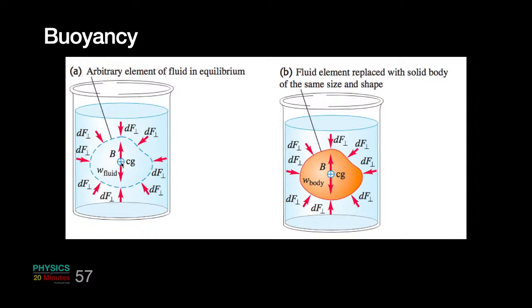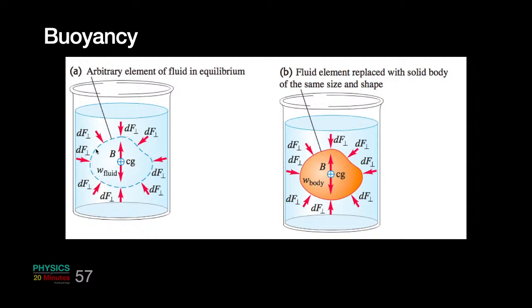mg, the weight of the fluid, works in the downward direction. Since the fluid is static, this upward force and downward force must be equal and opposite to each other. So this upward force is called the force of buoyancy. Now, this force of buoyancy is working because of the pressure differential that exists between top and bottom.